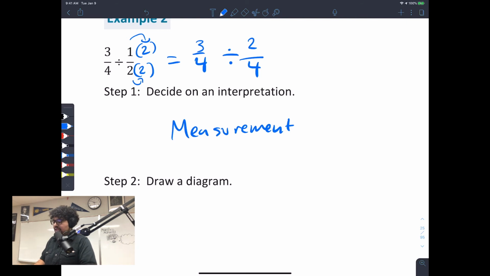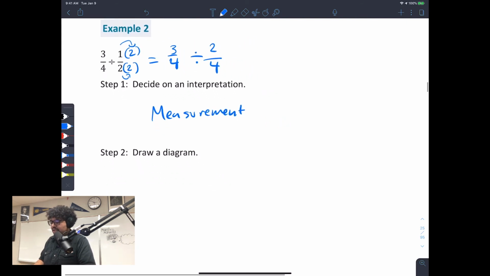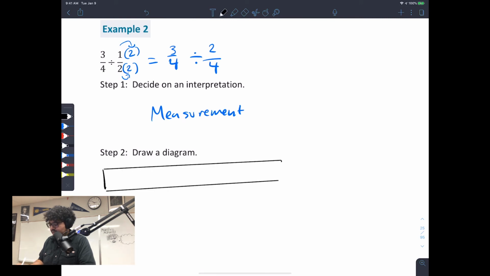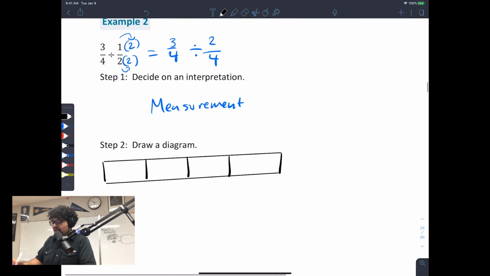Okay, now let's go ahead. Remember that when we draw our tape diagram, we're going to do this based on the first fraction. So I'm going to need to make 4 little boxes and shade 3. So 3 out of the 4. So let's go ahead and do that. Okay, so here's my diagram. Cut it in half, then cut it in half again. So there's my 4. Now I'm going to need to shade in 3 out of the 4.